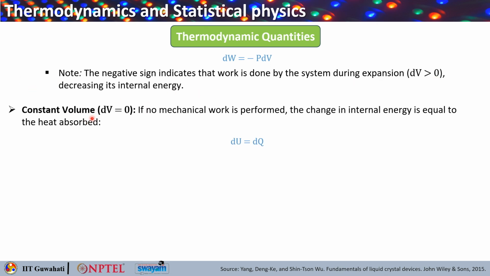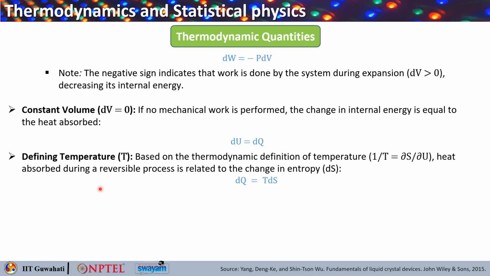Now, if you consider constant volume, that is dV equals 0, in that case no mechanical work is performed, so that is why the volume change is not there, and you will see that the change in the internal energy is simply equal to the amount of the heat absorbed. So, dU becomes only dQ.